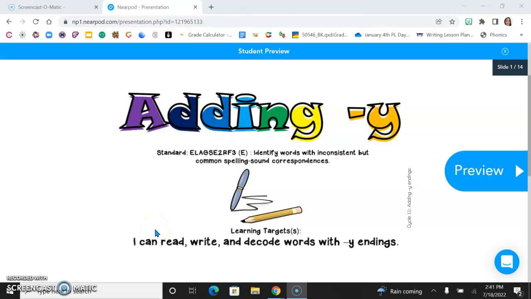Here we have a second grade phonics lesson that satisfies the Georgia Standards of Excellence, allowing students to identify words with different spelling patterns, in this case, adding Y to base words. This particular lesson also satisfies the ISTE student standard that challenges students to use different ways and take on active roles where they could demonstrate how they are competent in meeting certain learning goals. For this lesson, the learning target is I can read, write, and decode words with Y ending.